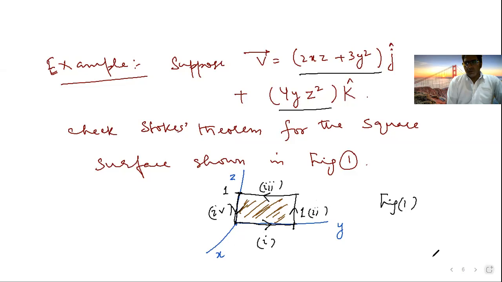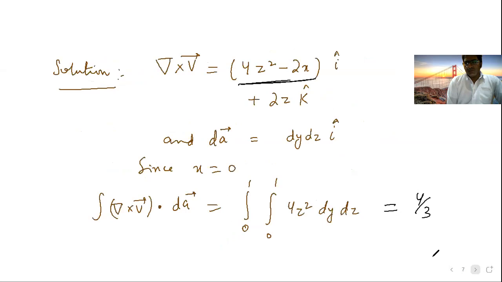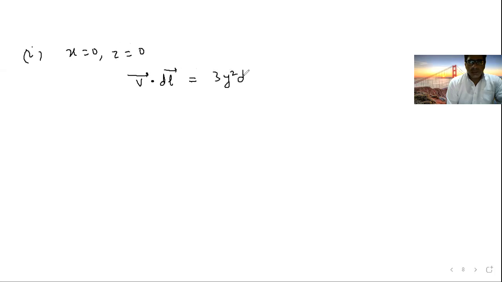pieces to get the value of the closed line integral, right? So for the first piece, x is 0, z is 0, and V dot dl is equal to 3y square dy. Why so? x is 0, z is 0.